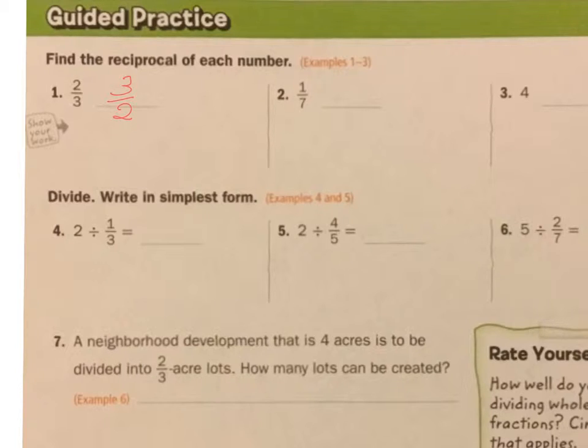A reciprocal number, you know that numbers are reciprocal when you times them together and they get 1. So 2 times 3 times 3 times 2 equals 6/6, which equals 1. So I know that these two numbers are reciprocal because they give me a product of 1. But basically you just flip them. So if I flip these, it's 7/1 or just 7.